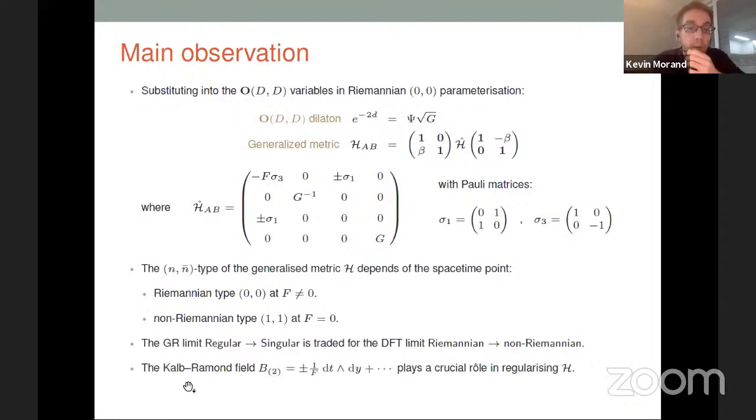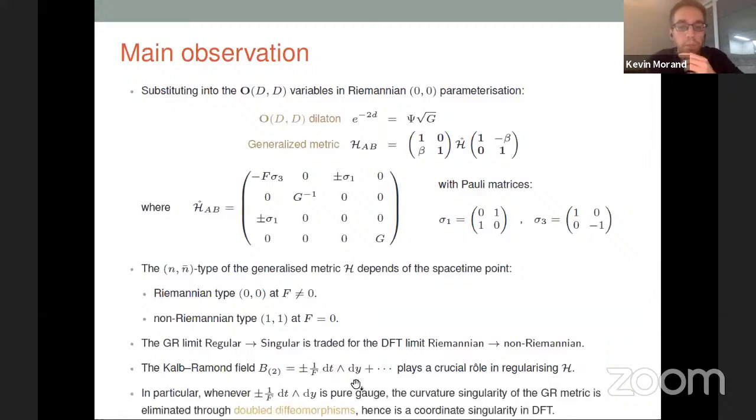Let me emphasize that the Kalb-Ramond field plays a crucial role in the regularization of this H, in particular this part. When this part is pure gauge, the curvature singularity of the geometry is eliminated through a double diffeomorphism. So this is just acting through a double diffeomorphism, and then the curvature singularity becomes a coordinate singularity in double field theory.